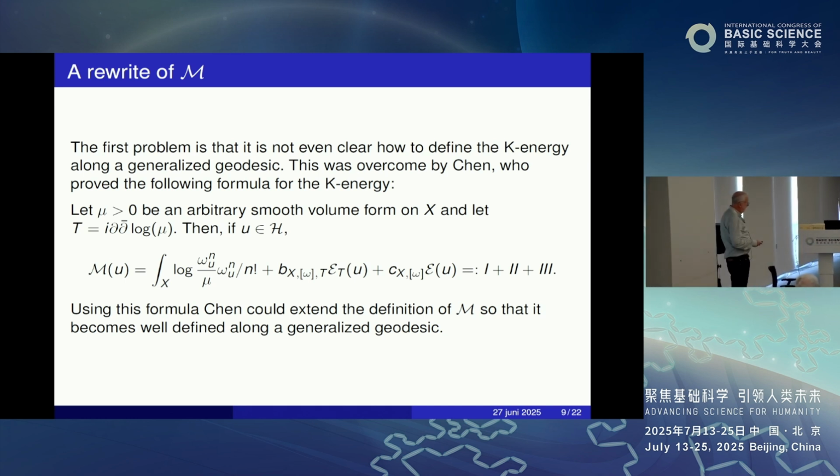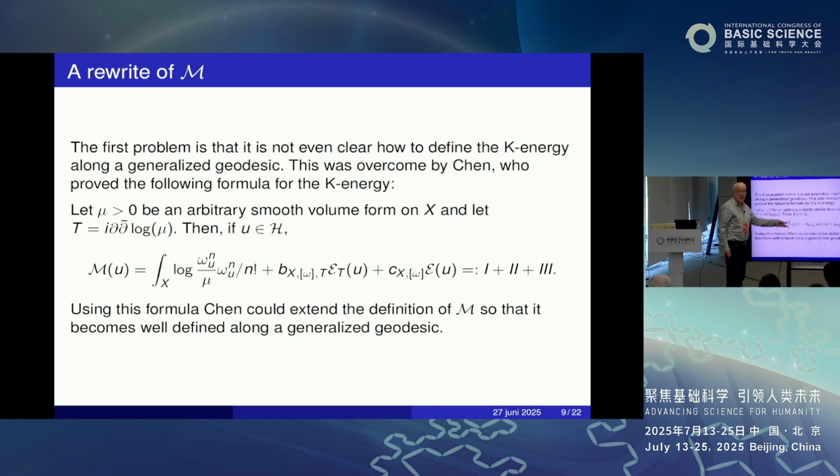And using this formula, you can define the Mabuchi functional along a generalized geodesic, because by Chen's theorem, this form here has bounded coefficients. It's well defined almost everywhere. So this omega U to the power n is an object that exists almost everywhere. You divide by mu, everything. You might worry that this could be zero, you get minus infinity, but then it's killed by the omega U to the power n there. So no worries. It really works.